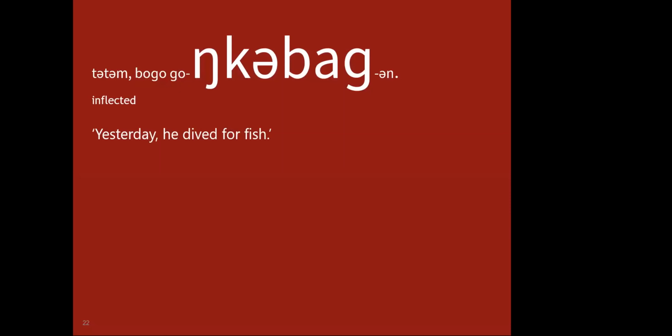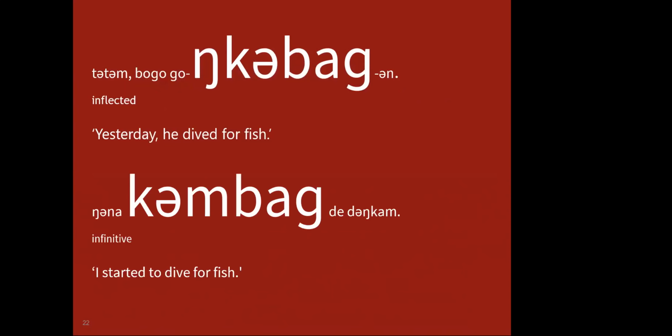So this first verb here means to dive for fish. I've emphasized the root here, kabag, and the root is preceded by a prefix that marks tense and patient and a suffix that marks the tense and agent. We can compare the inflected form with the infinitival form. So unlike the inflected form, the infinitival form does not have a prefix, and it does not have a suffix. The root is realized in this context as kumbag.